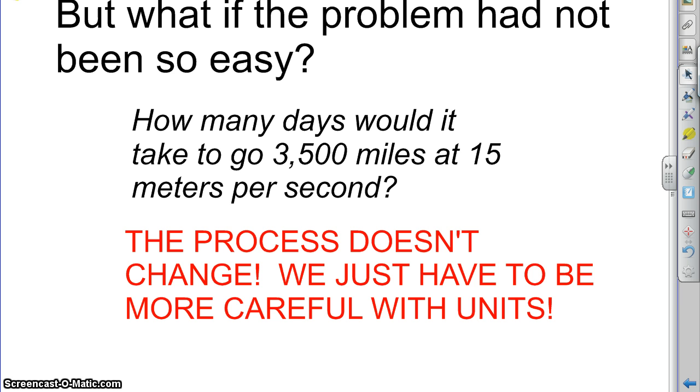Well, the process actually doesn't change from what we just did. We just have to be a little bit more careful with our units. Everything that we just did, we're going to do again. But what did we just do?